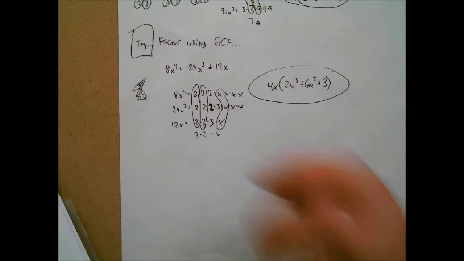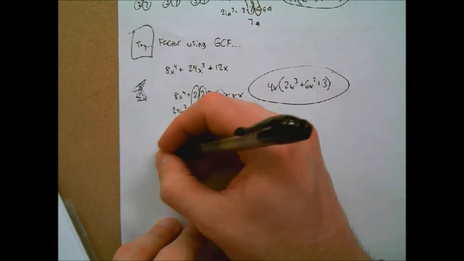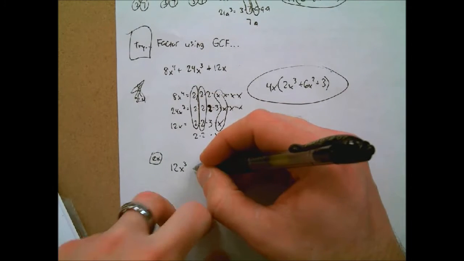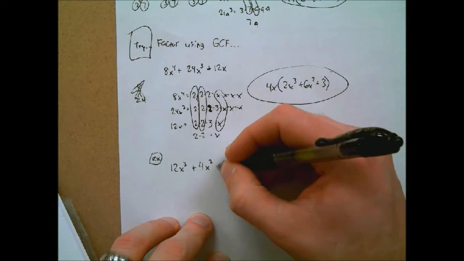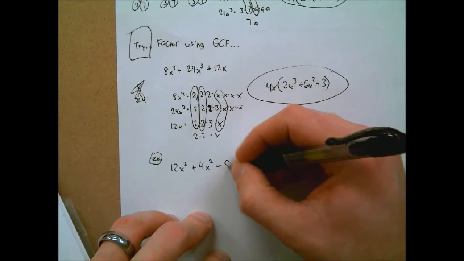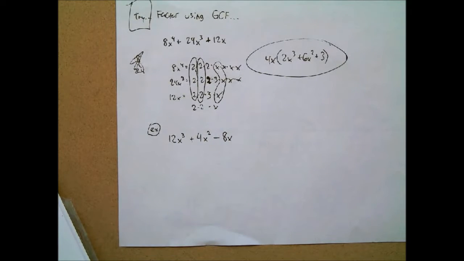I'm going to write 12x to the third plus 4x squared minus 8x. We'll do one example here. This is really what I did back in the day, and this might be the easiest for you. If you want to learn another way, just tune back in here. You might want to use this way.